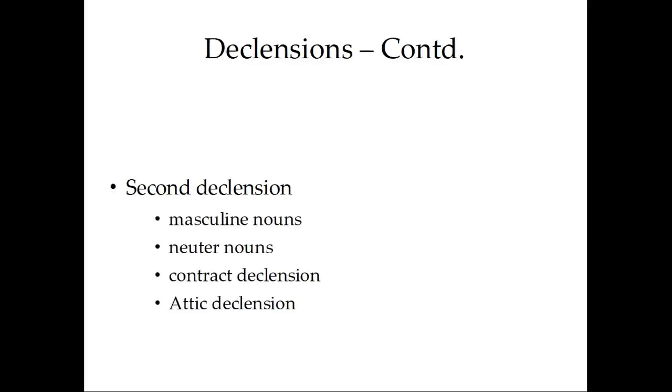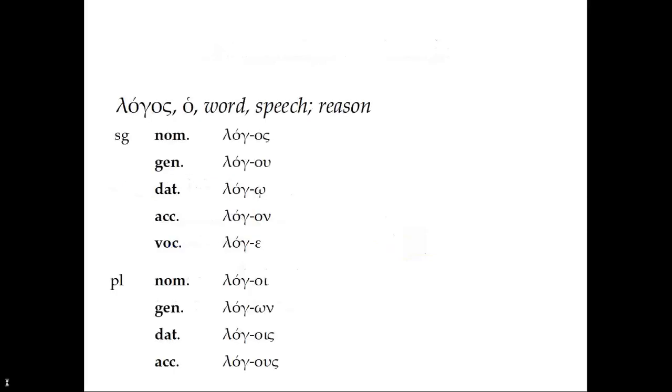We're going to focus on the second declension for a little while. And I mentioned that there are 4 variants, 4 basic types. We see masculine second declension nouns, neuter second declension nouns, what is called the contract declension, and what is called the Attic declension. The first 2 are the most important. We've already covered masculine nouns like logos, so check that off the list. And today we will be introducing neuter nouns like doron.